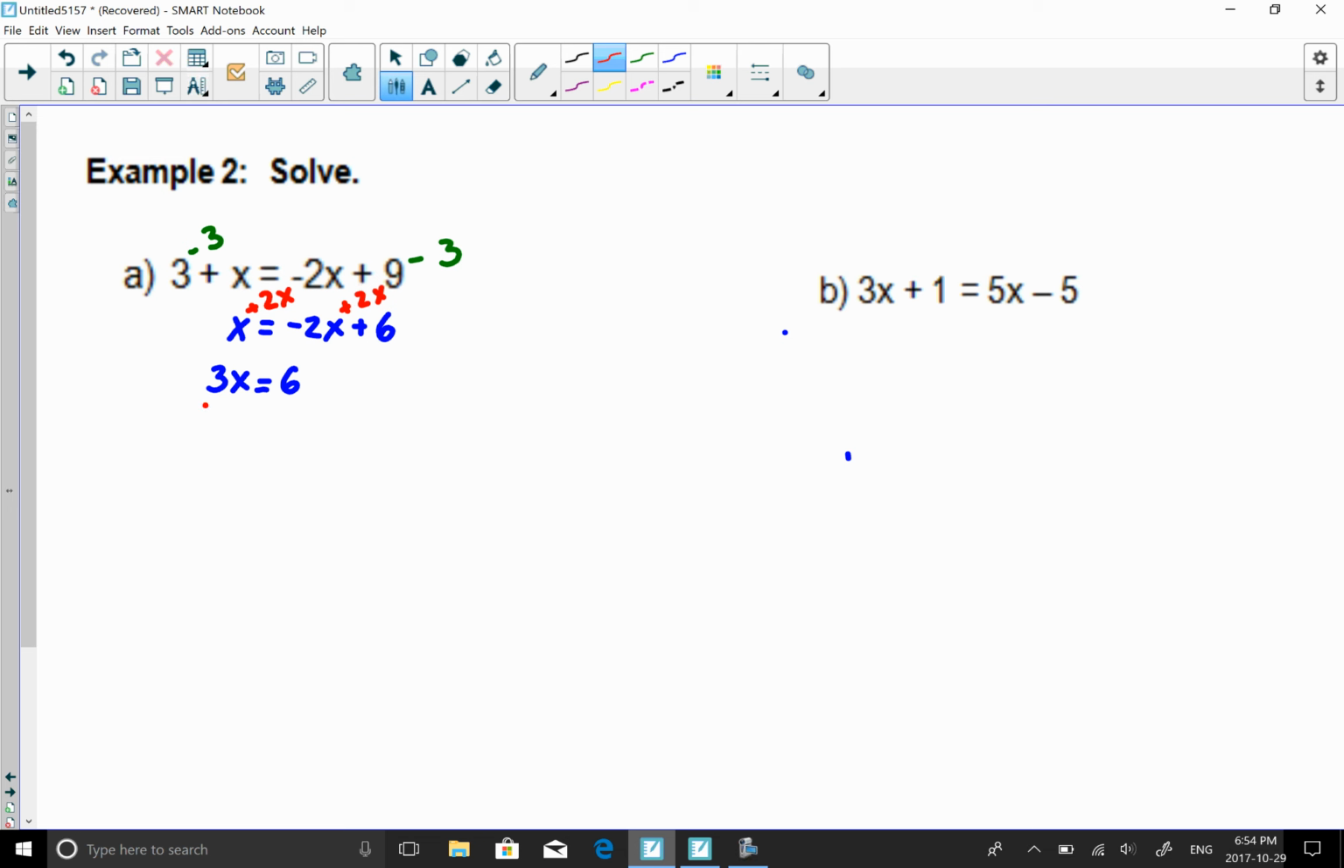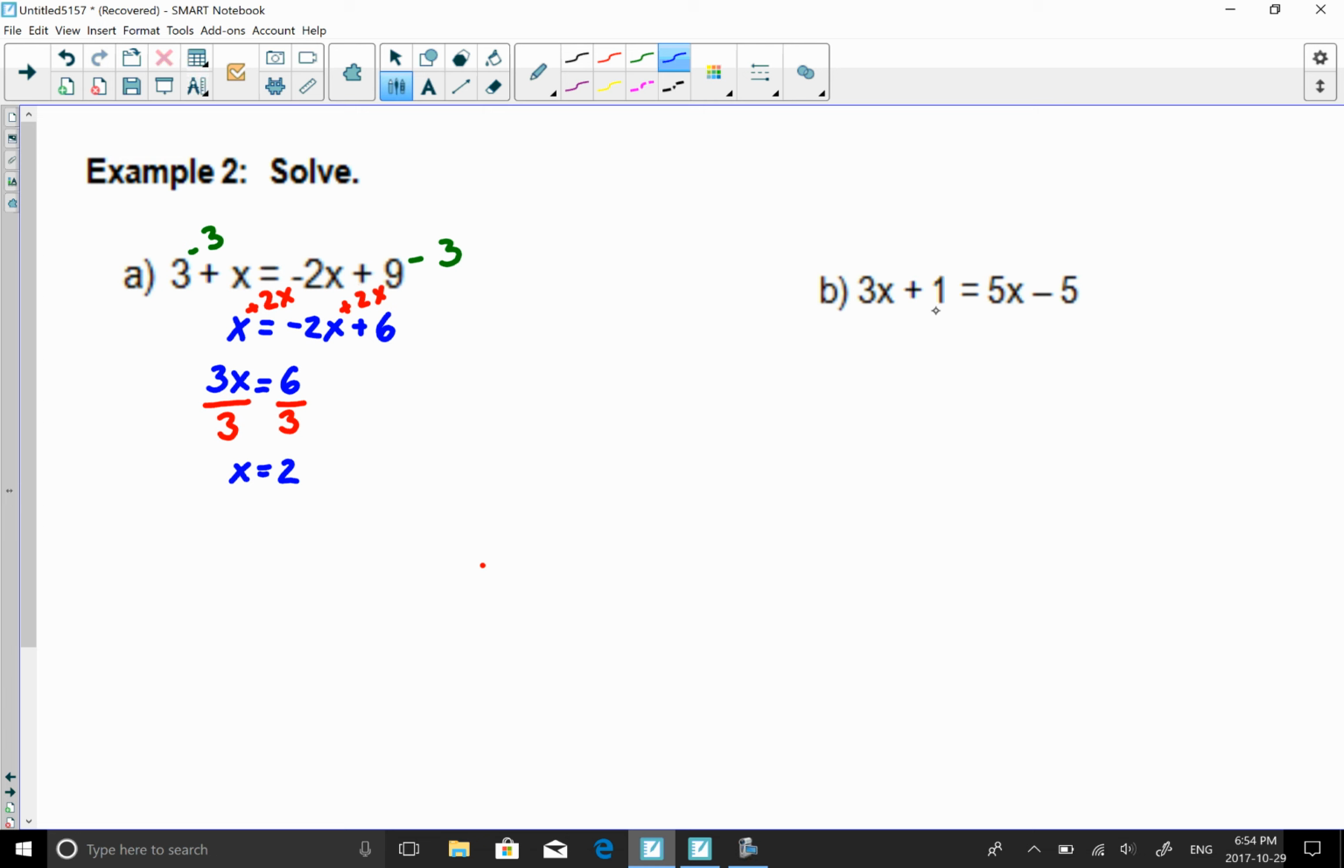And I always know my last steps look very familiar. Usually I have a number in front of the x that I have to divide on both sides. So 6 divided by 3 is 2. Okay. So I found that number 2. If I plug it in here, and if I plug it in here, I should get the exact same thing on this side as that side. That's what solving means.